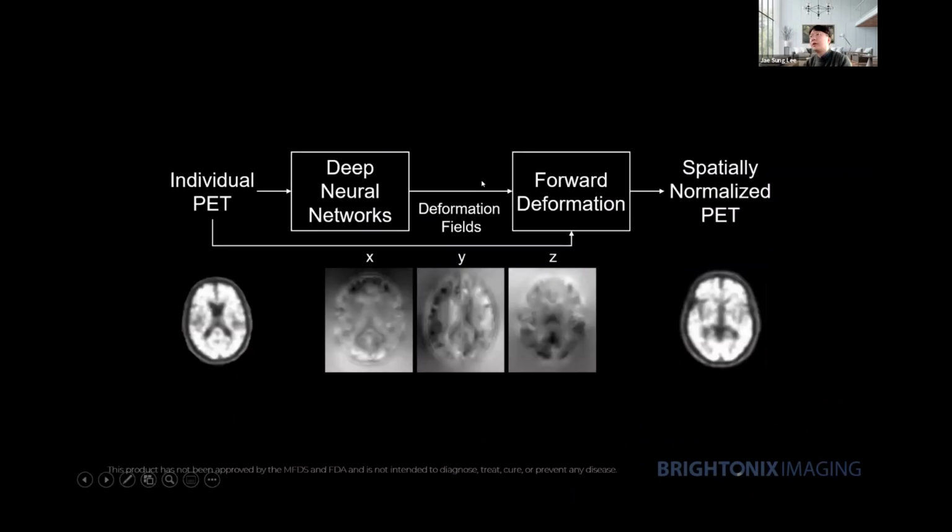In this technique we also use a deep convolutional neural network that provides the deformation field of the individual PET data into the spatially normalized PET. The neural network infers the deformation field once the individual PET data is given to the network as an input. Finally, we apply this deformation field to the individual PET data to generate the spatially normalized PET.